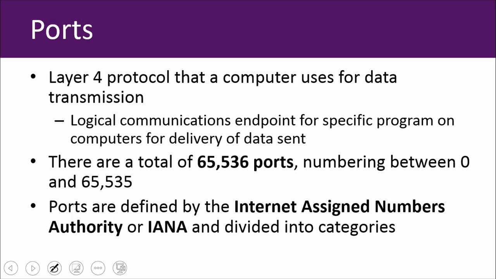All right. Another construct of the TCP layer or layer 4, the transport layer, is ports. Ports are used for sending and receiving data transmission. All that ports are is they're like little doorways that are dedicated to specific programs or specific types of data and protocols. There are a total of 65,536 ports. They're all numbered between 0 and 65,535. That's a lot of ports to remember.